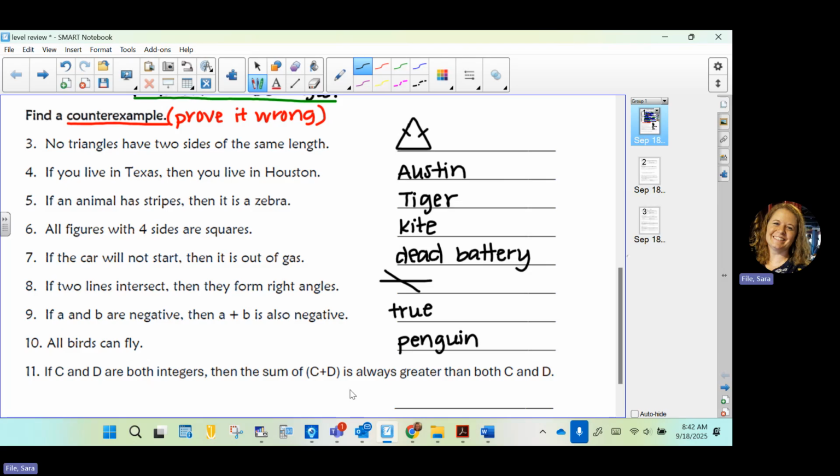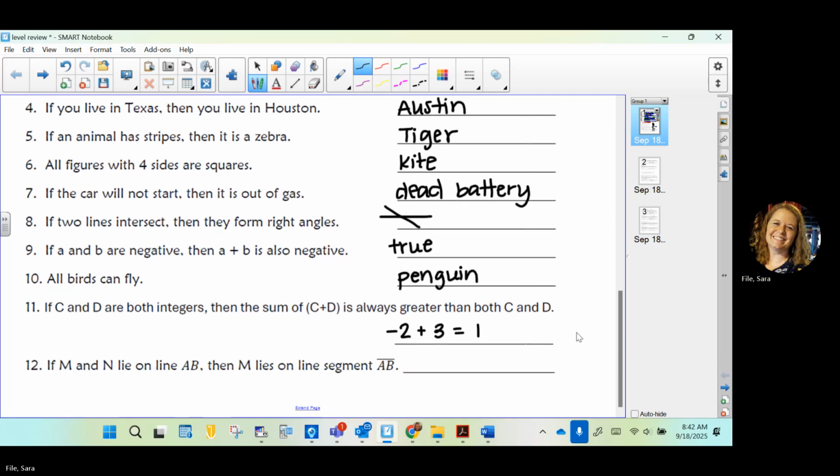Go back to thinking about your negatives. If I add, let's say, -2 plus 3, what do I get? +1. Is 1 greater than 3? Is 1 greater than -2? It is, but it's not greater than both. So it says that it's always greater than both C and D. It's greater than one of them, but not the other. So this is an example that proves that statement is wrong. Does that make sense?